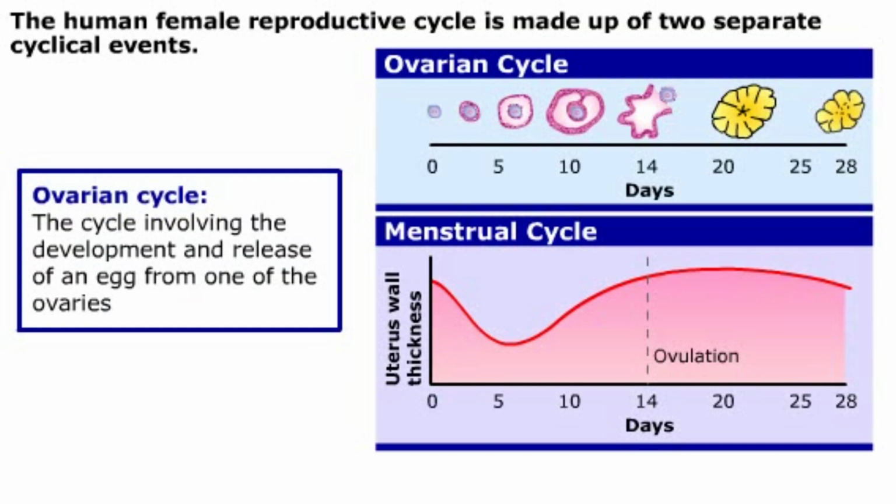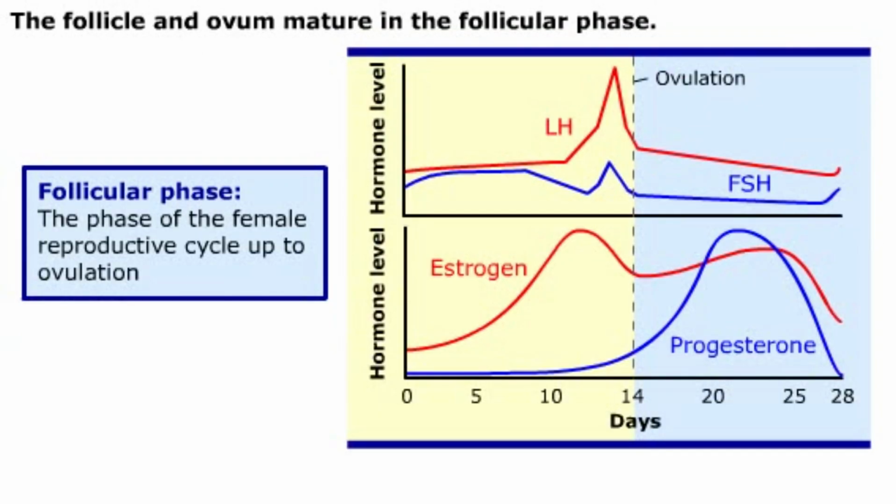The human reproductive cycle takes between 20 and 40 days depending on the individual. It is divided into two main phases. In the first or follicular phase, the follicle and egg mature under the influence of FSH and LH. The follicular phase lasts up until ovulation.